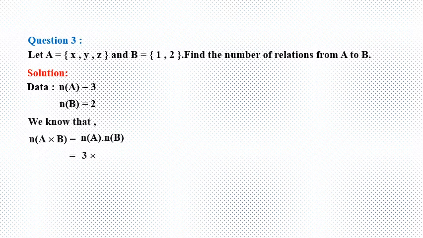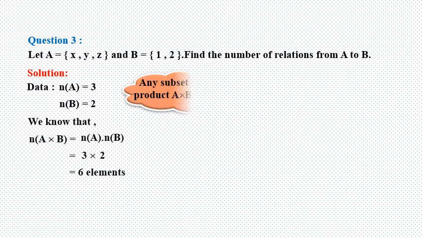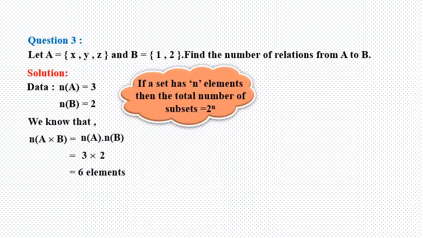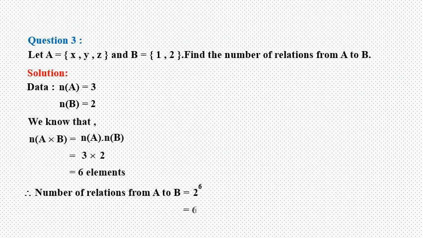So therefore, the total number of relations will be 2 raised to 6. That is, you know that the total number of subsets is always given by 2 raised to n. So therefore, the number of relations from A to B is 2 raised to 6, which is 64.